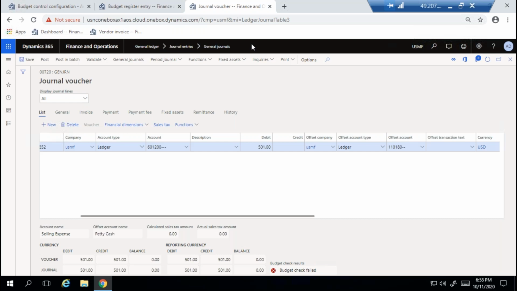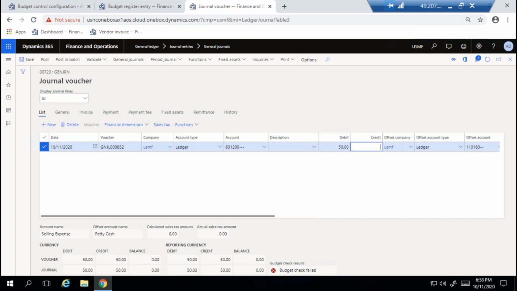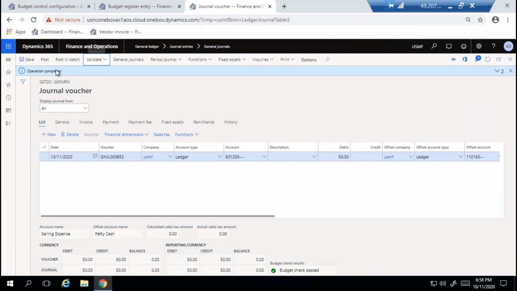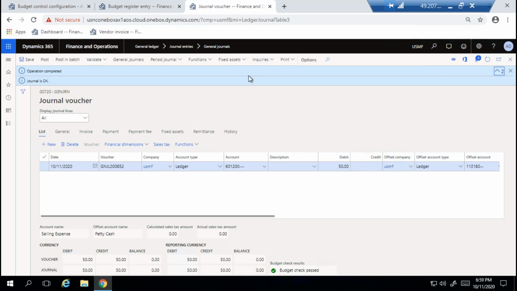I have entered 500 and I'm trying to post more than 500. It will stop. Suppose I cannot proceed. See here, it is budget check is failed. Now what I am doing, I am entering only 50. Whether it will allow me now? Anyone? Whether it will allow me or not? Yes. It is allowing without any error message. Completed, operation completed, journal is okay.